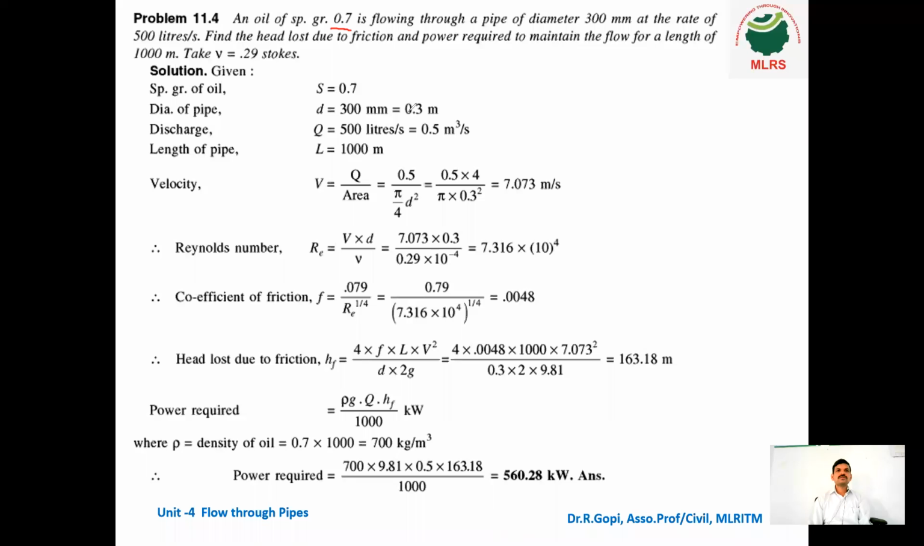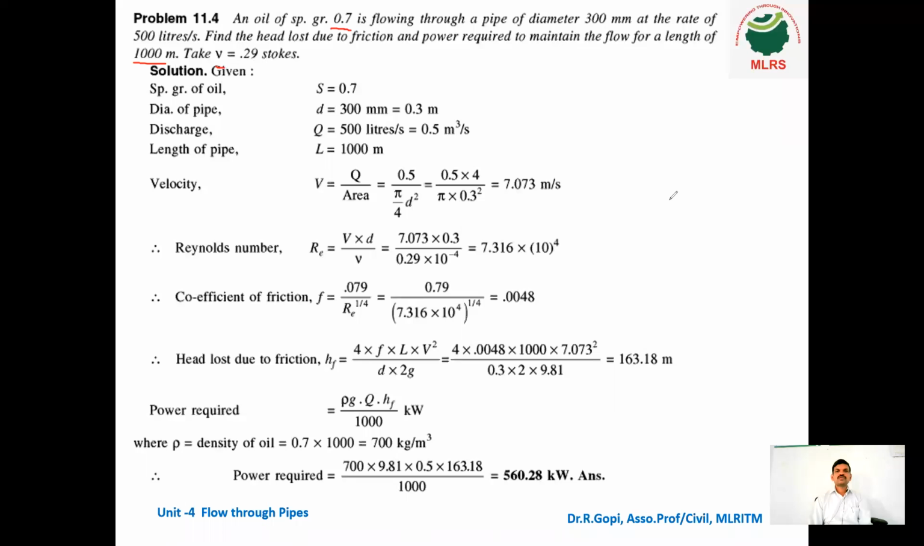So an oil of specific gravity 0.7 is flowing through a pipe of diameter 300 mm at the rate of flow 500 liters per second. Find the head loss due to friction and the power required to maintain the flow for a length of 1000 meter. Take kinematic viscosity mu is equal to 0.29 stokes. Okay, so this is a somewhat complicated problem.